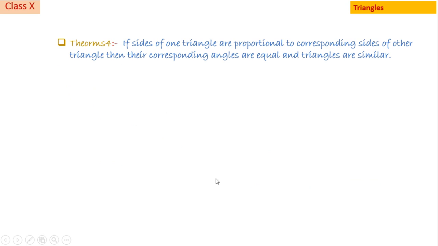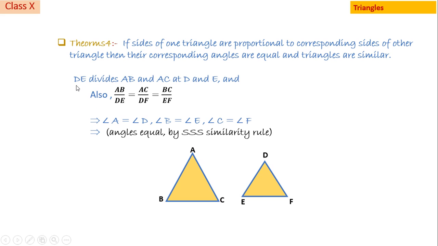Theorem 4. If sides of one triangle are proportional to corresponding sides of other triangle, then their corresponding angles are equal and the two triangles are similar. This rule is known as the SSS similarity rule of triangles or side-side similarity rule. For example, it is given that AB by DE is equal to AC by DF is equal to BC by EF. So it implies angle A is equal to angle D, angle B is equal to angle E and angle C equal to angle F.